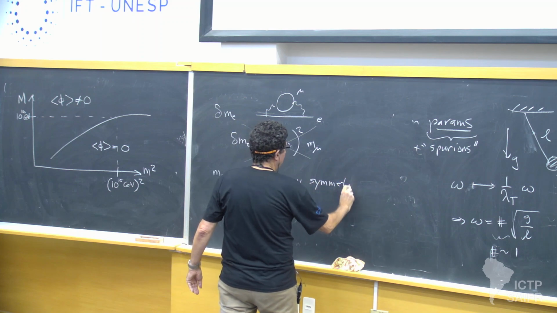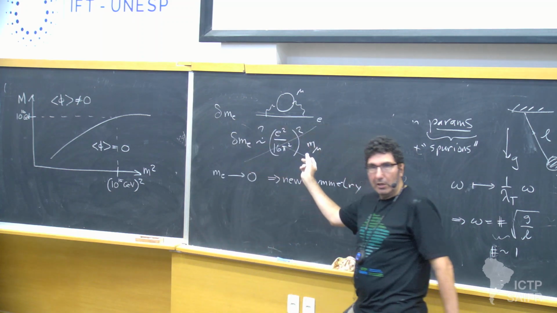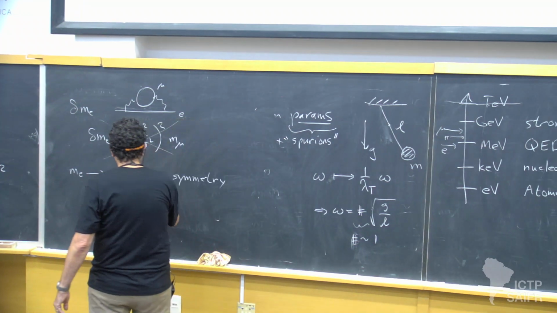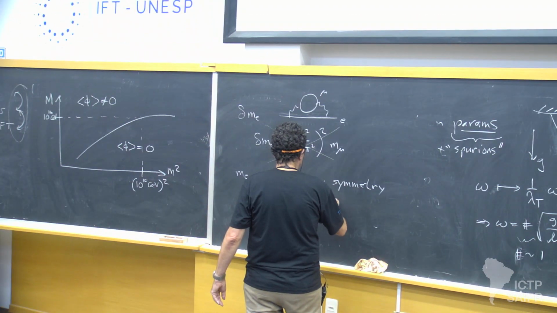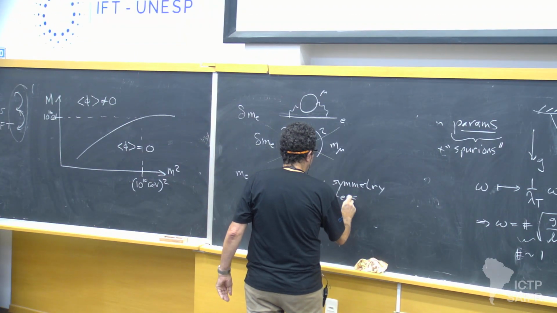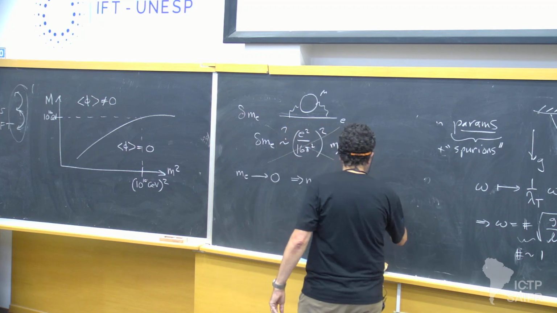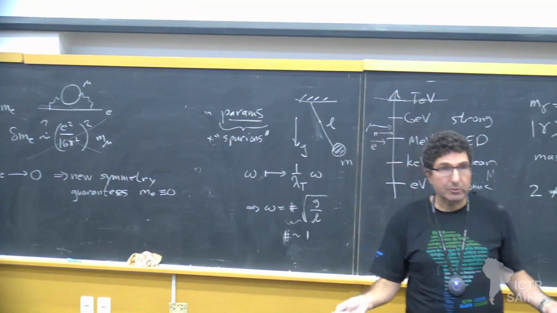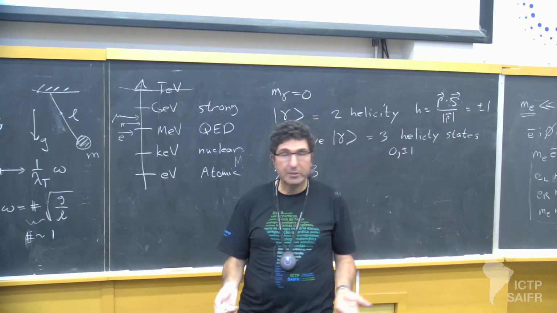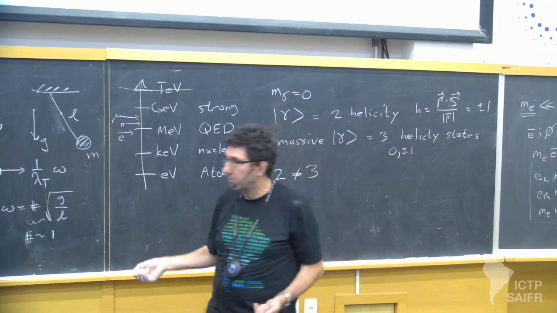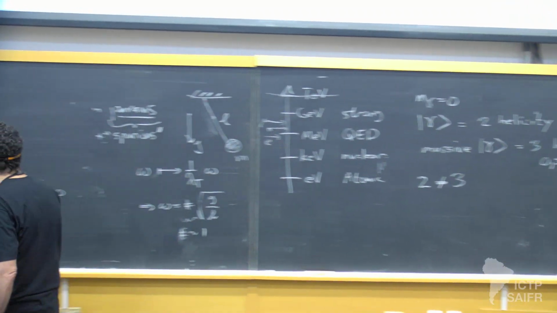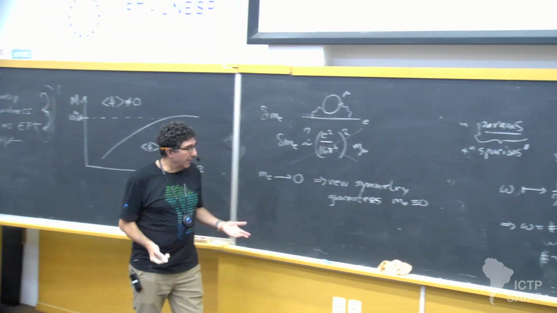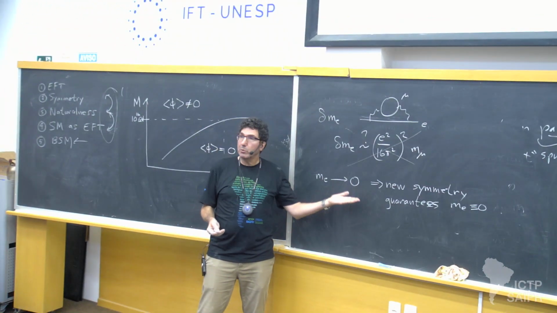And in fact, just by this same kind of argument, this new symmetry guarantees that m_e is exactly 0. As long as the symmetry is not broken, the electron mass will be exactly 0. It's just another restating of this same argument, right? And that means that this is robust, right?